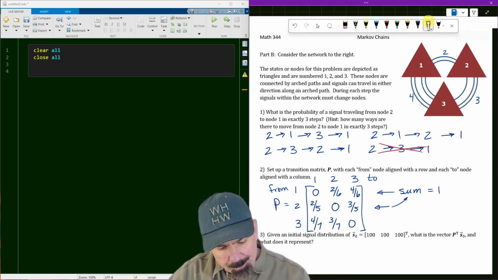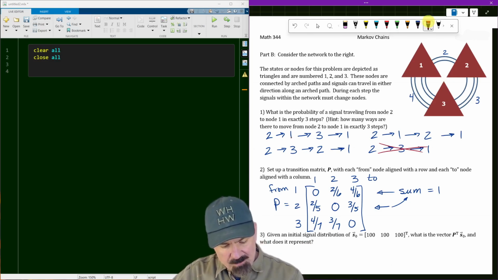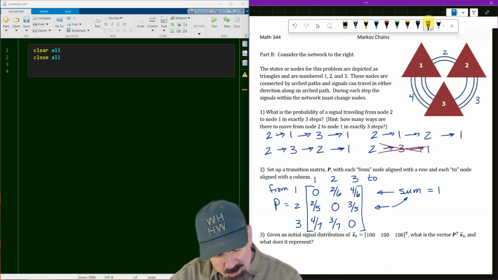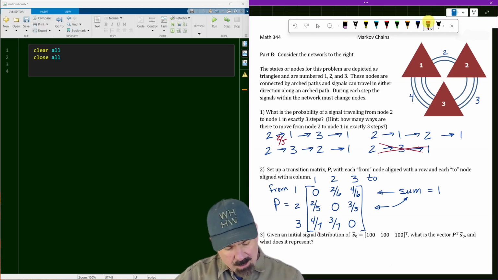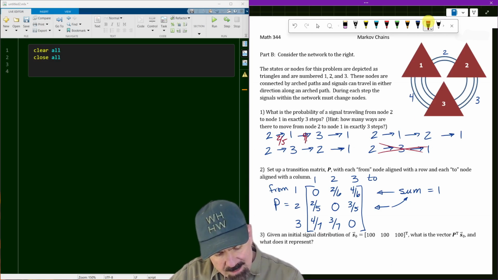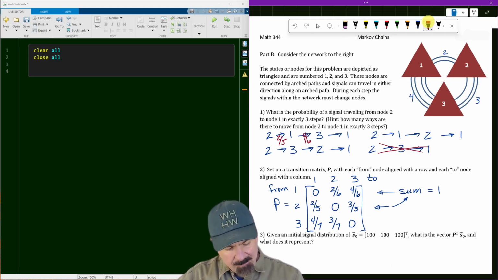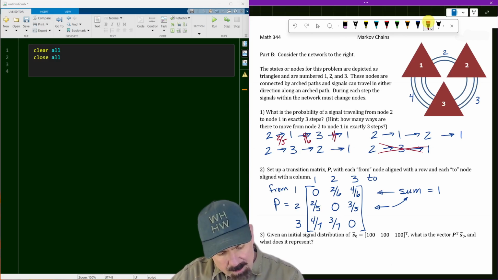So in order to transition from 2 to 1, that value is 2/5. This probability is 2/5. And then from 1 to 3 is 4/6. And then finally from 3 to 1 is 4/7. So calculating, we have 30 times 7 is 210.